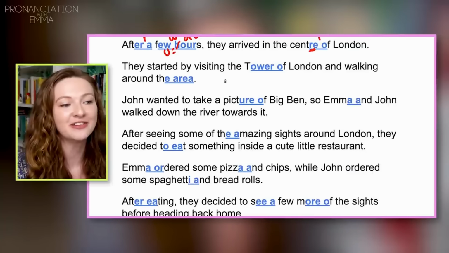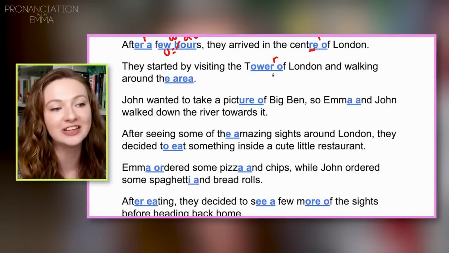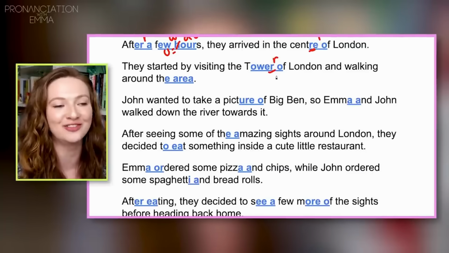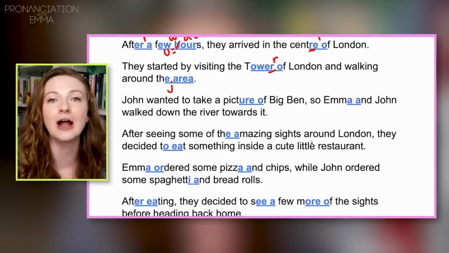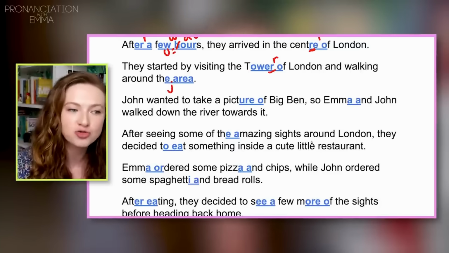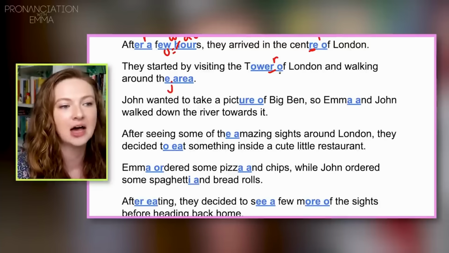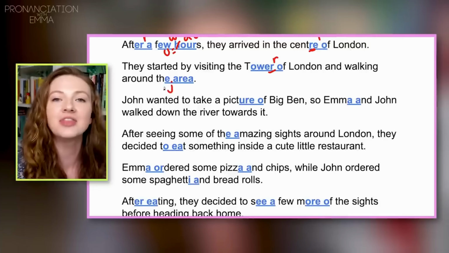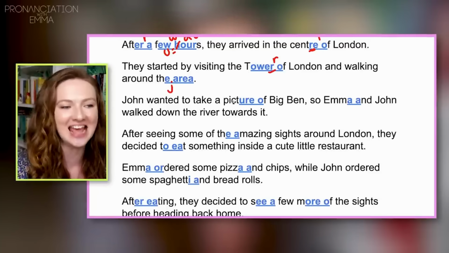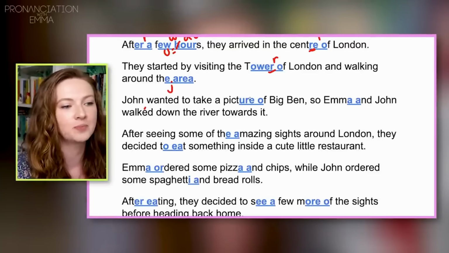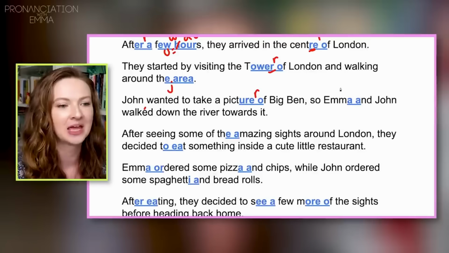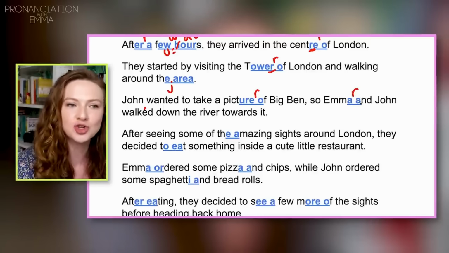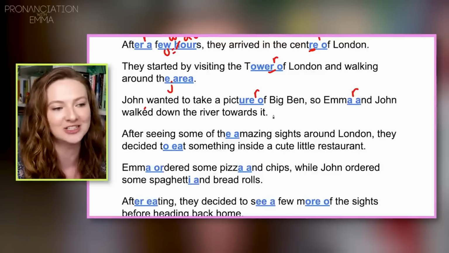They started by visiting the Tower of London, around the area and walking around the area. So add that R at the end here, Tower of, walking around the area. John wanted to take a picture of Big Ben. So Emma and John walk down the river towards it.